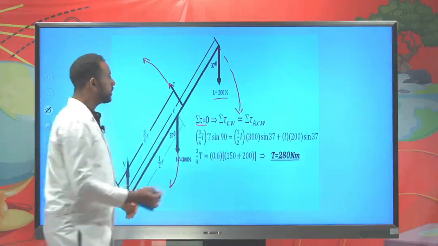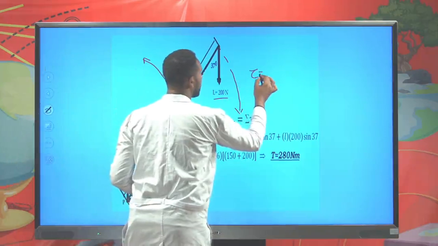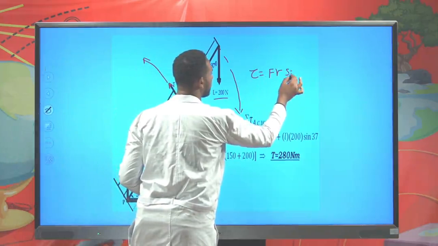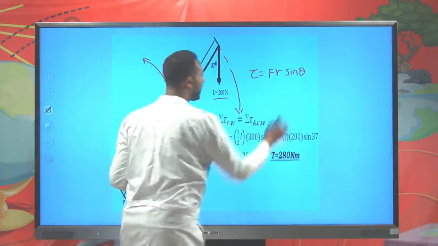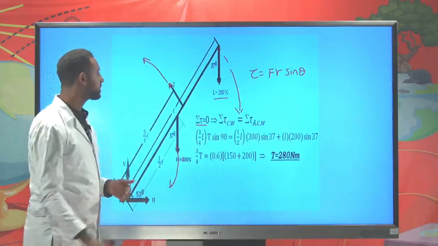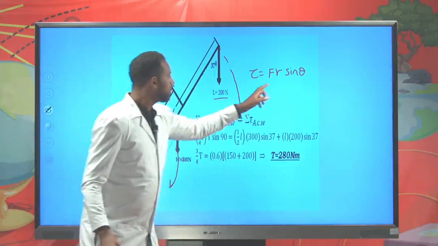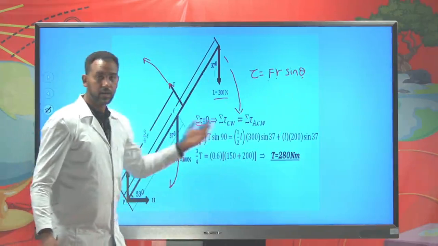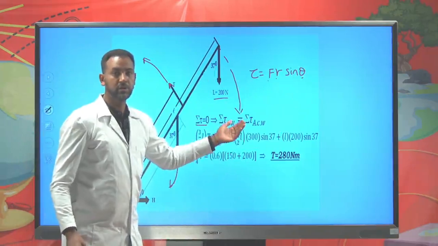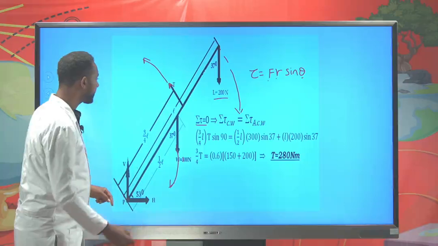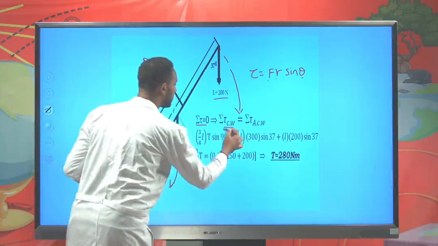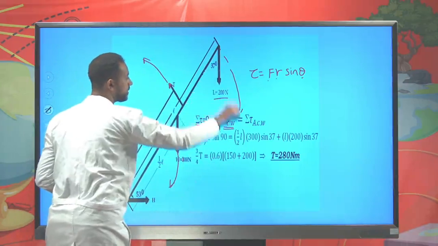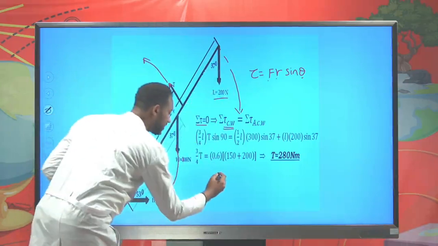So we know that torque tau is generally given as force F times R times sine theta. This is how we express torque, where theta is the angle between the exerted force and R. R is the moment arm and it's always measured from the pivotal point. In this case, let's see the forces which are acting clockwise. The first force is the load. The load is 200.